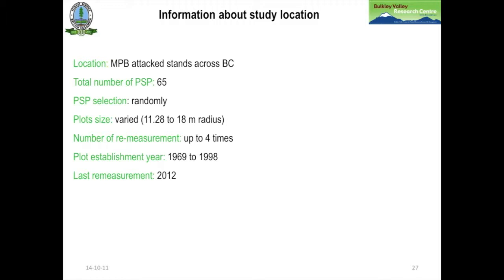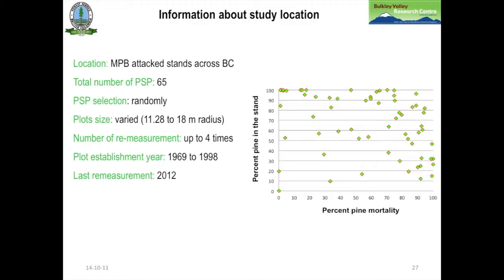So of these 65 plots, they're all over the place. We tried to get a range of pine mortality and percent pine in the stand, and this graph just kind of shows that of those 65 plots, it's pretty good. Some of them have really high pine mortality, but not all that much. Only 30% pine in the stand, they're all dead. Other ones have very high pine mortality and very high percent of pine, and so on and so forth.